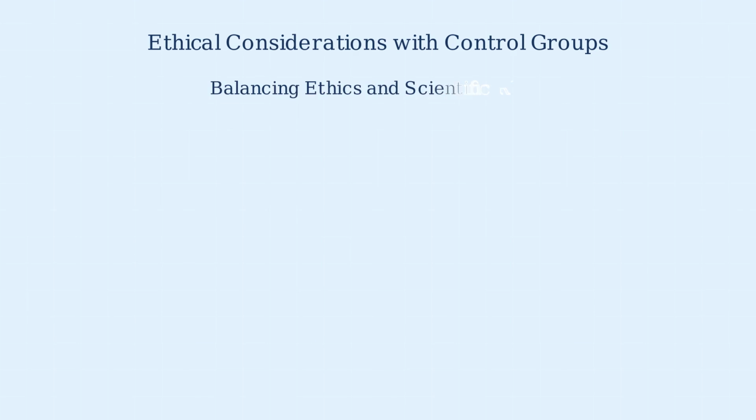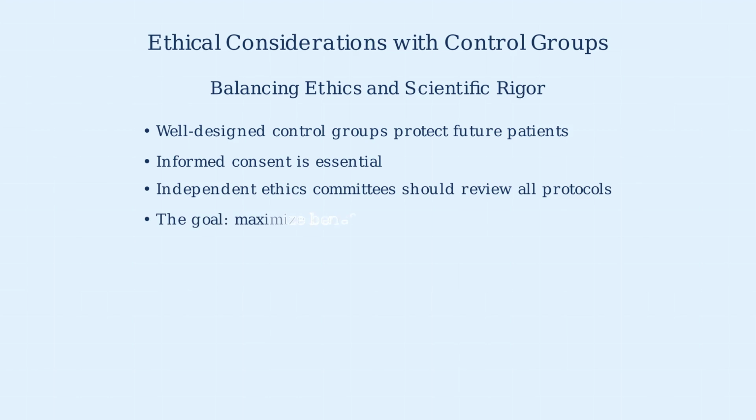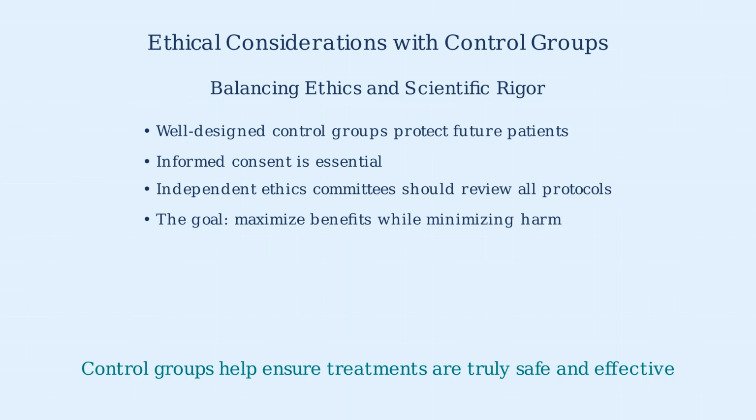Despite these challenges, well-designed control groups ultimately protect future patients from ineffective or harmful treatments. Researchers must balance scientific rigor with ethical considerations. Independent ethics committees should review all research protocols, and informed consent is essential. The ultimate goal is to maximize benefits while minimizing harm to participants. While ethical considerations must be carefully addressed, properly designed control groups ultimately help ensure that treatments are truly safe and effective for all patients.